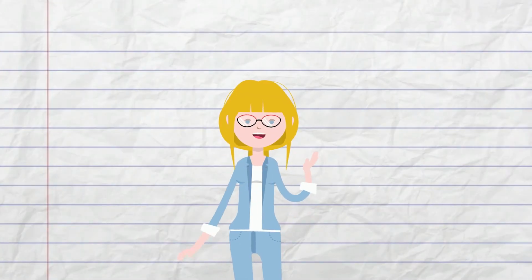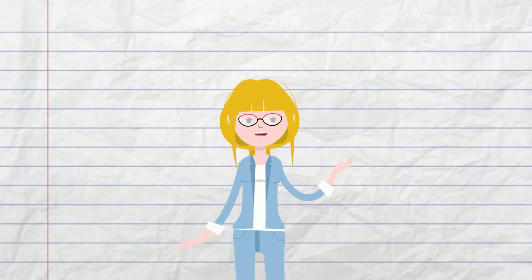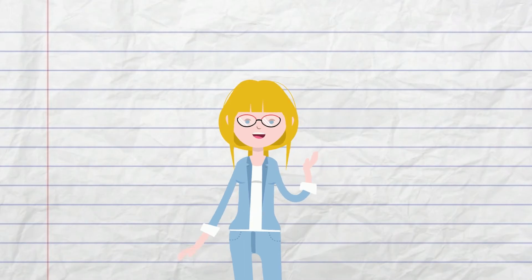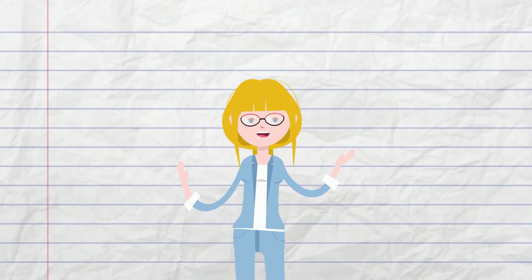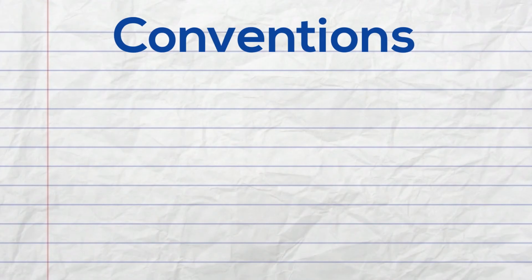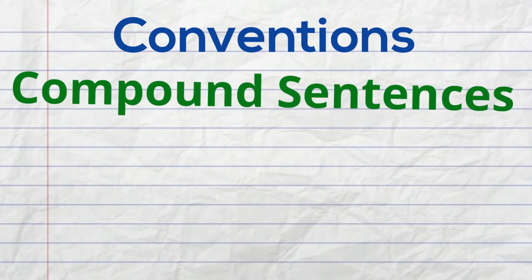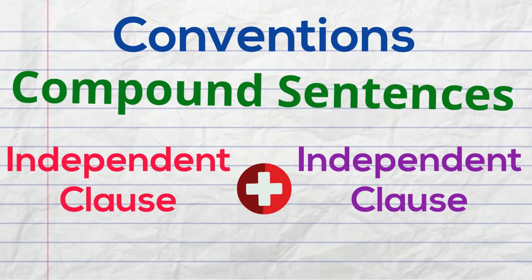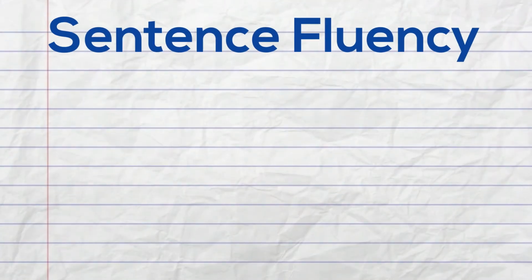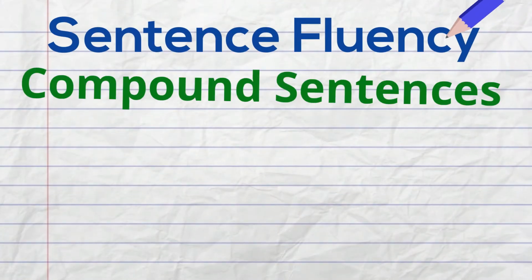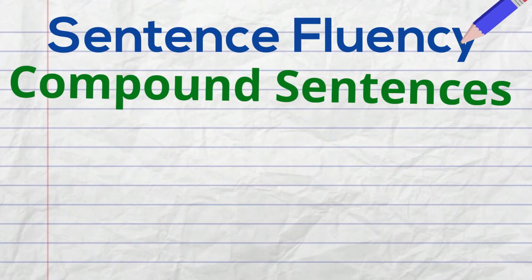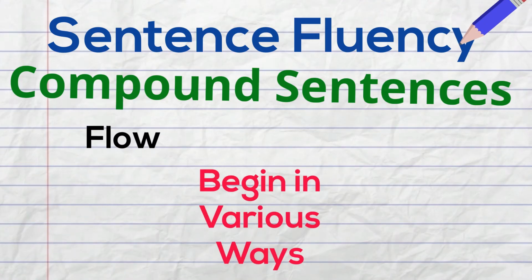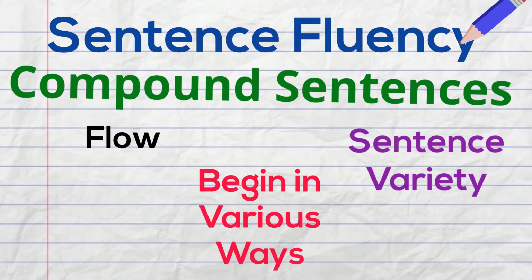Also, you will be addressing 2 of the 6 traits of writing when you use compound sentences in your writing. First is conventions, because compound sentences require including a minimum of 2 independent clauses which must be joined or connected correctly. Next is sentence fluency, because compound sentences will make your sentences flow, begin in various ways, and help add different types of sentences to your writing.